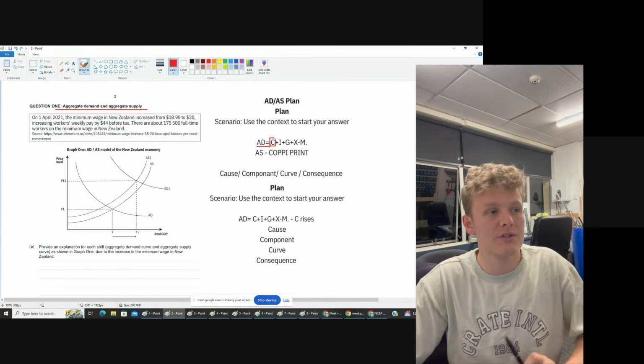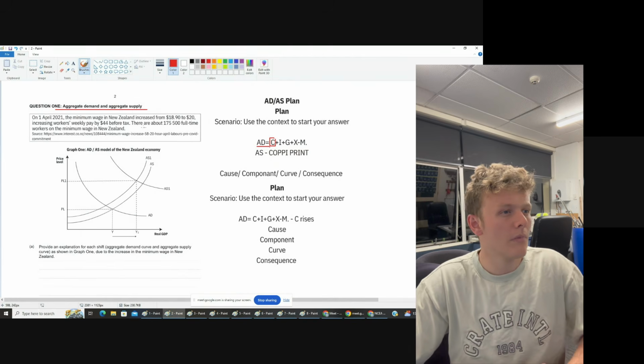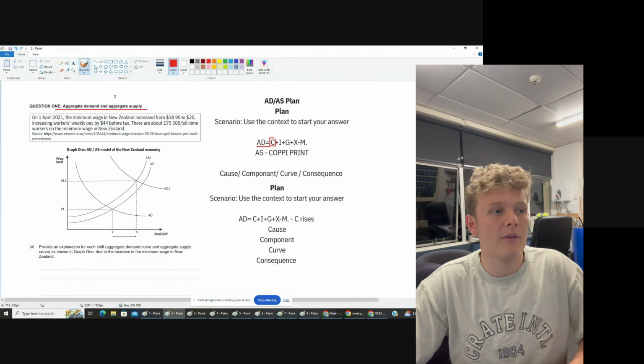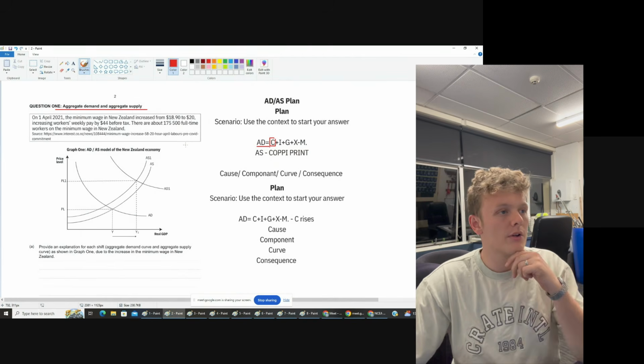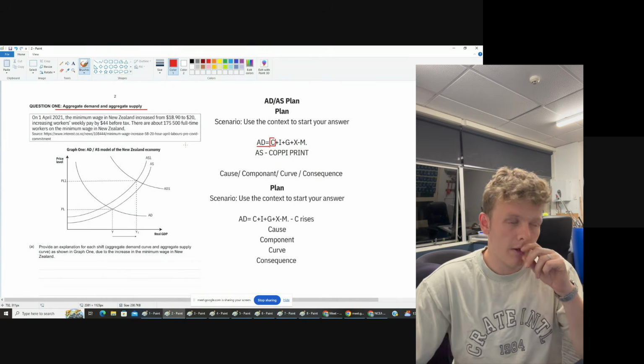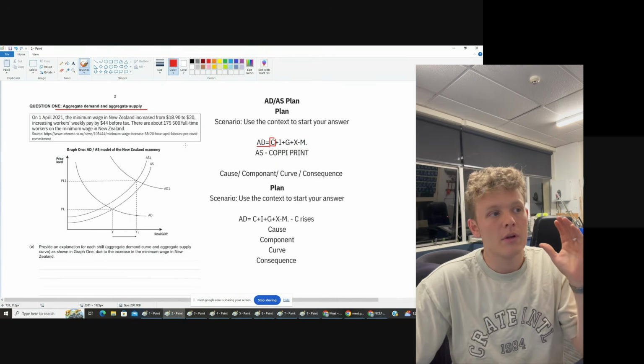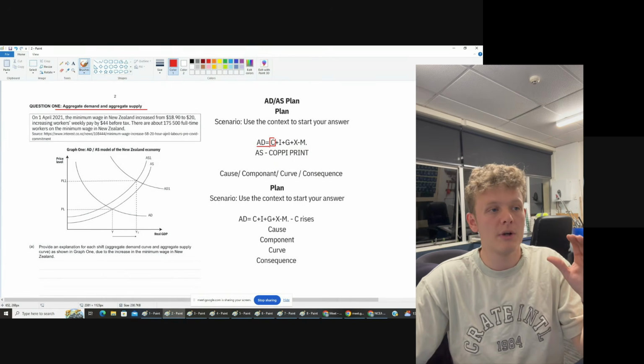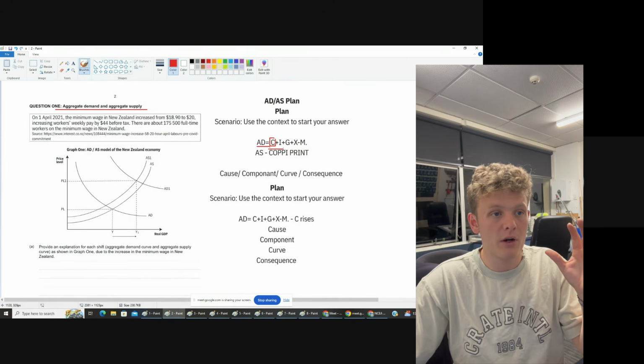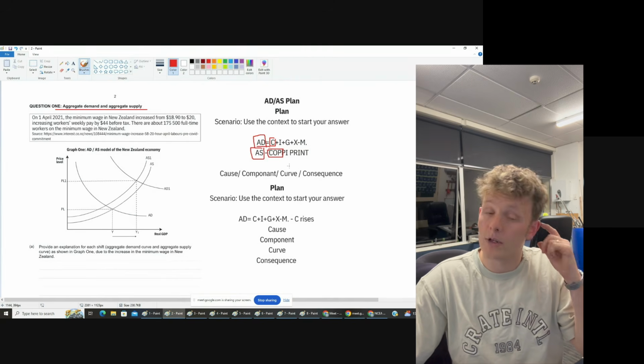And the next thing that's going to change for me: there are about 175,000 full-time workers on the minimum wage in New Zealand. So this says to me, okay, we're thinking about workers on the minimum wage. We're probably thinking about increasing cost of production. So the COP part of COPY PRINT, cost of production, rises, and that's going to explain our AD shift and our AS shift, and we can be happy with that.